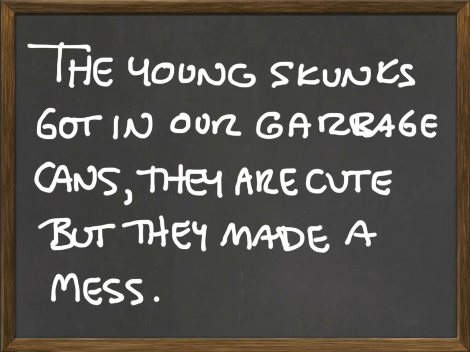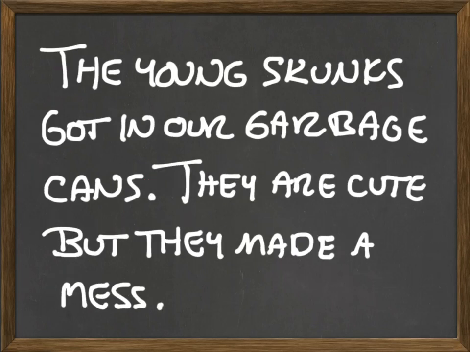The young skunks got in our garbage cans, they are cute, but they made a mess. Comma. What comes before it? The young skunks got in our garbage cans. That's an independent clause. They are cute, but they made a mess. That's an independent clause. But say I don't want to put a semicolon in here. Say I want to keep the ideas separate. Then I just replace the comma with a period.